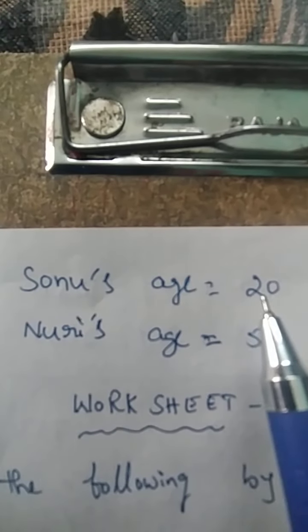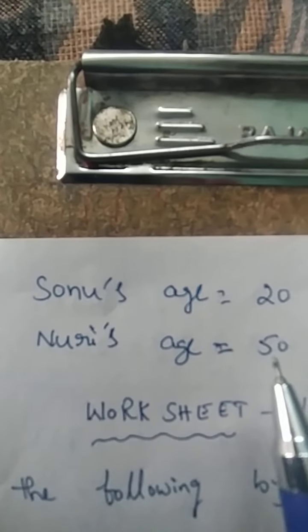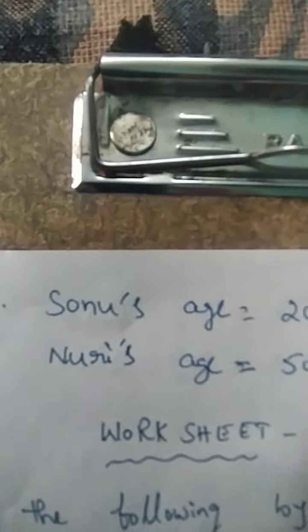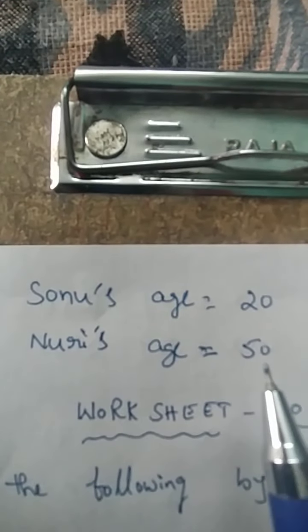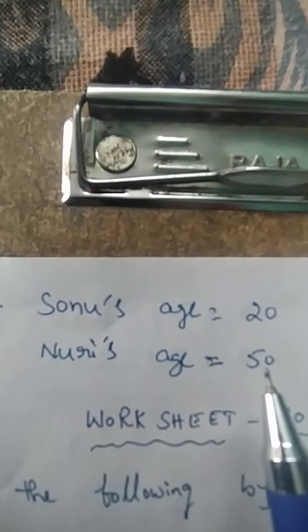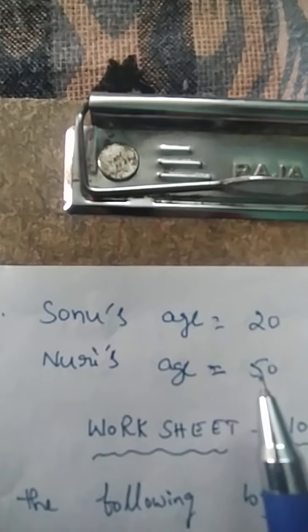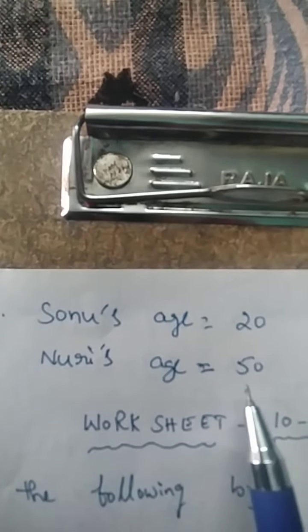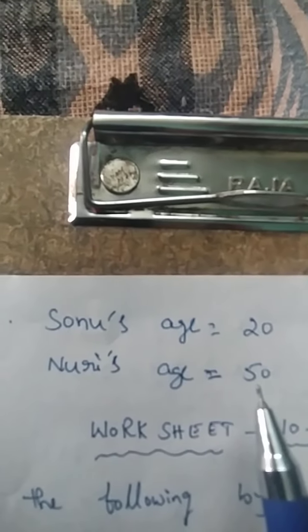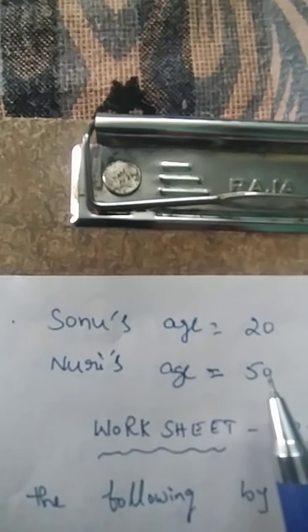5 years ago, Sonu's age is 15 and Noori's age is 45. How many times is it? 3 times: 15 times 3 is 45. They already said that 5 years ago, Noori's age is 3 times Sonu's age. Yes, it is tallied. After 10 years, it is 30 and 60. How many times? Double, which means twice only. So the answers are satisfied. Sonu's age is 20, Noori's age is 50.